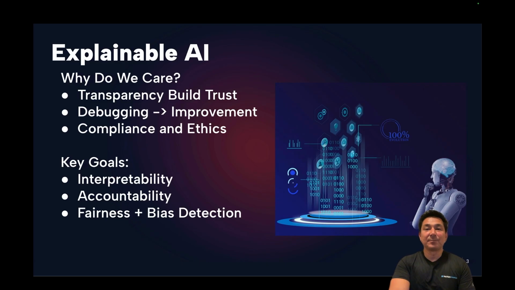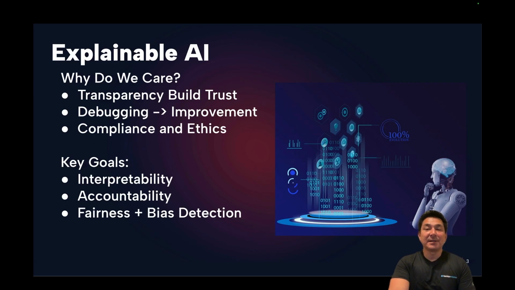The key goals of explainable AI: interpretability. Our aim is for humans to clearly understand why a model made a specific prediction. Accountability. AI systems need to provide solid justifications for their outputs, ensuring that decisions can be scrutinized and trusted. Fairness and bias detection. By revealing how decisions are made, explainable AI plays a critical role in detecting and mitigating biases within datasets and models.